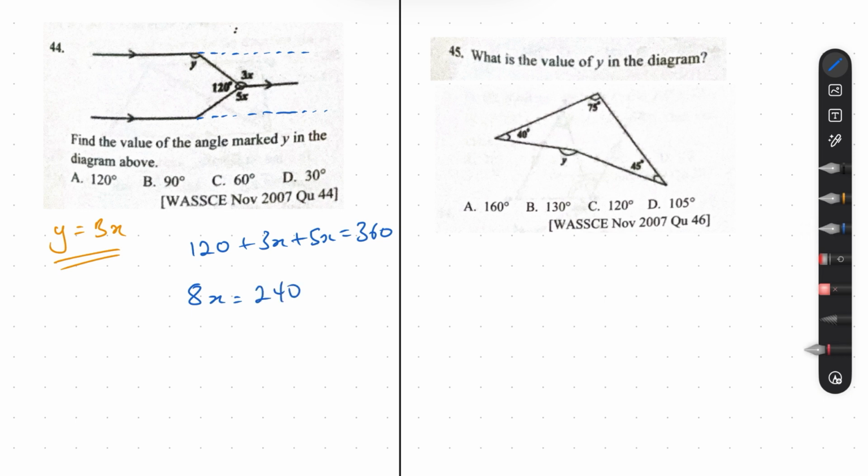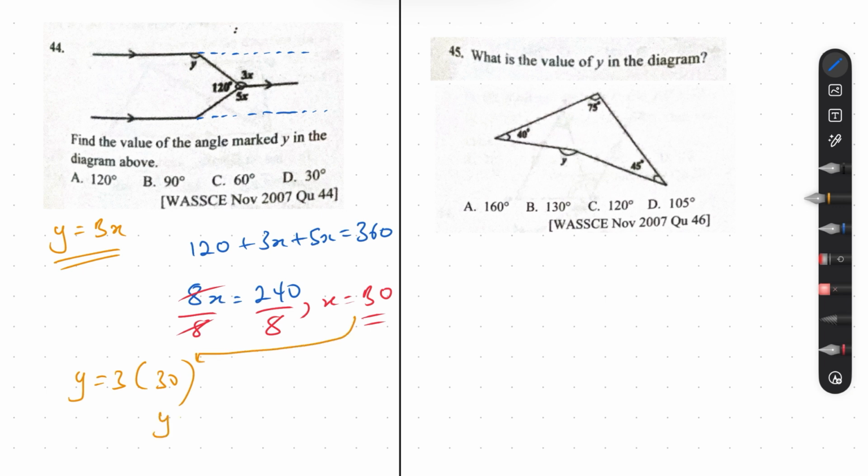We can cancel out with 8. Then you have our x to be 30. So now to find y, we just insert our x value, 30, which is what we got here. So we have our y to be equal to 90. So 90 is our answer, which is B. Let's move on to question number 45.